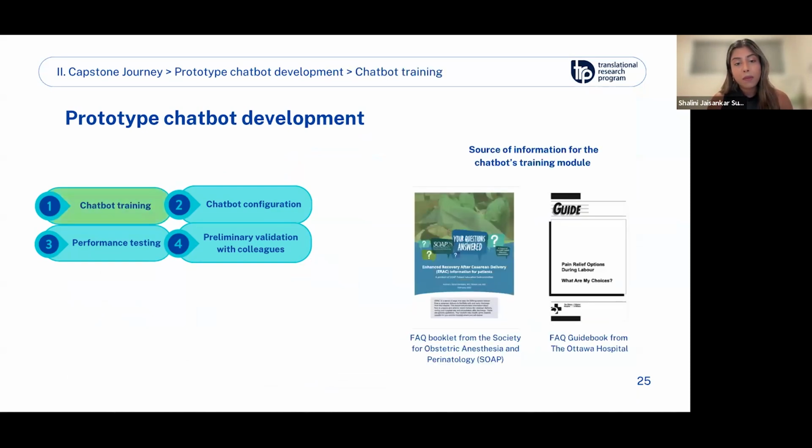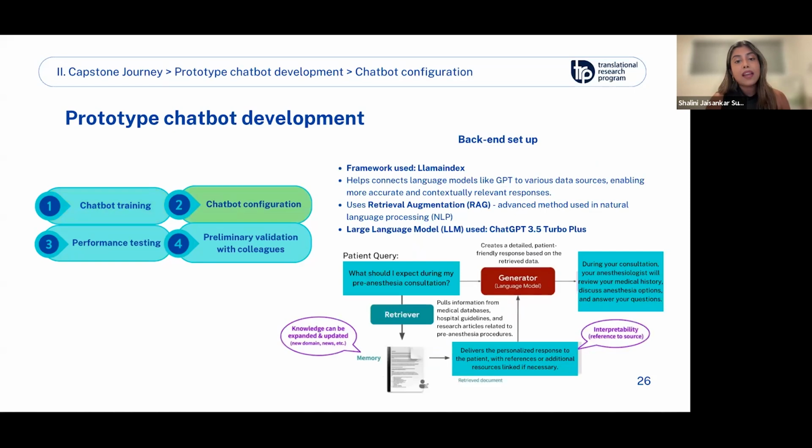We trained our chatbot initially using the SOAP FAQ documents and the Ottawa Hospital's Guide for Obstetric Anesthesia Patients. The information was compiled into one document and uploaded to the chatbot's knowledge base. Then we configured our chatbot and made it AI-enabled using LlamaIndex. It is the framework we use to connect the ChatGPT model to our chatbot using an API key. This framework uses an advanced method in natural language processing called Retrieval Augmented Generation, RAG.